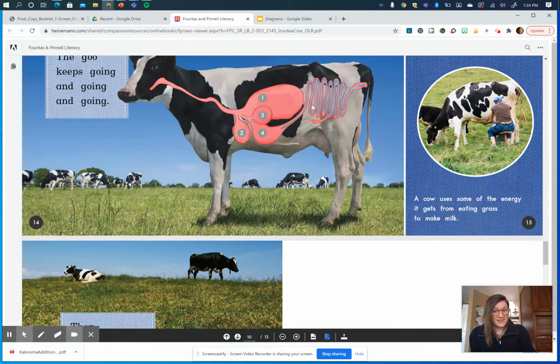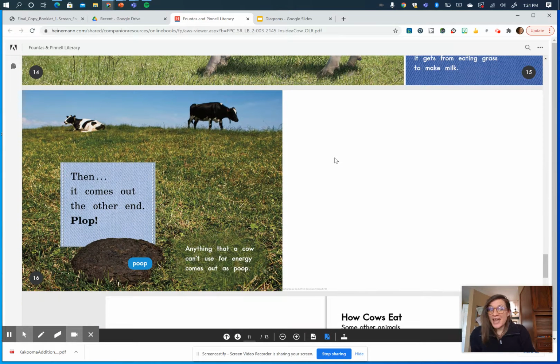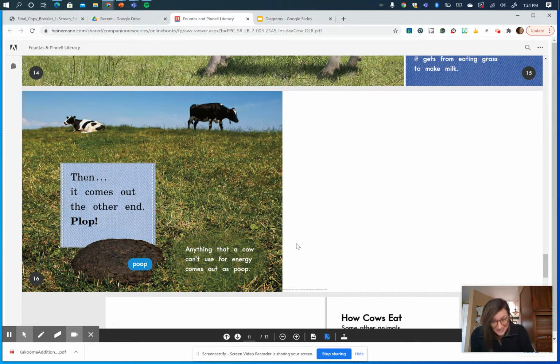So you see the arrow. Maybe you understand what's happening here, right? Yeah. Then it comes out the other end. Plop. And there is a little label here that is poop. Anything that a cow can't use for energy comes out as poop. And that is true. Oh my goodness.